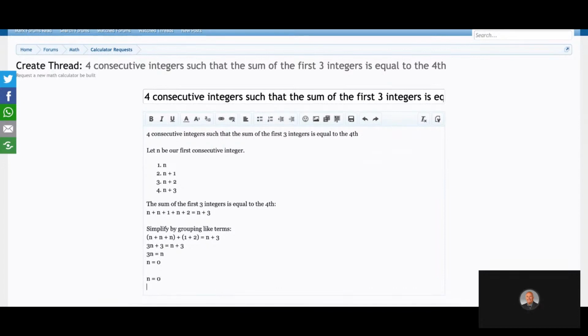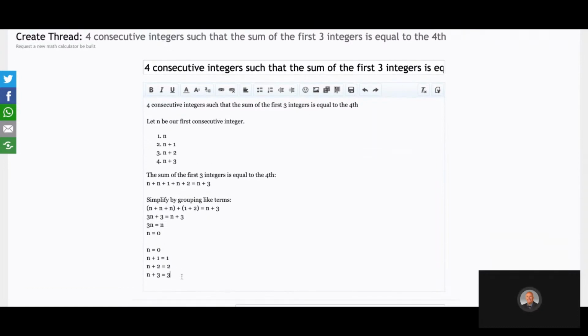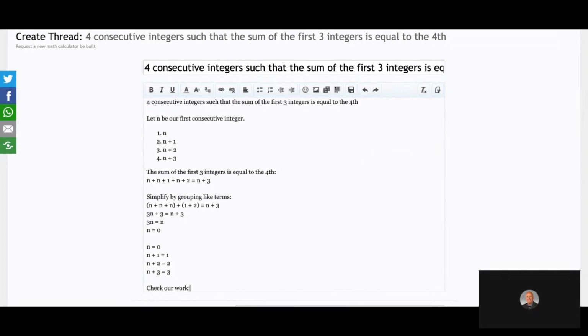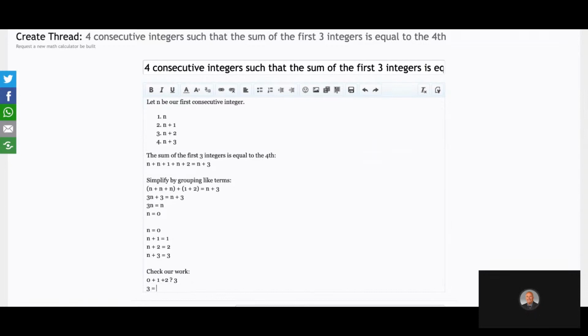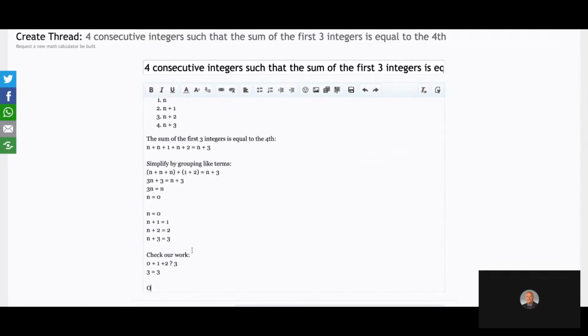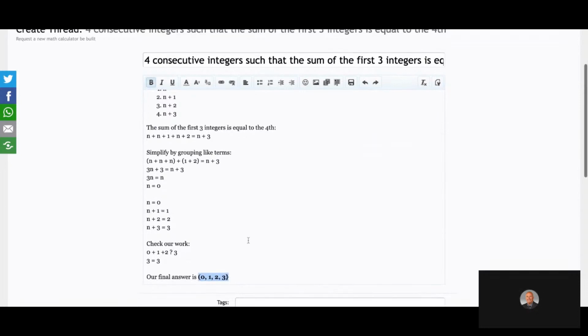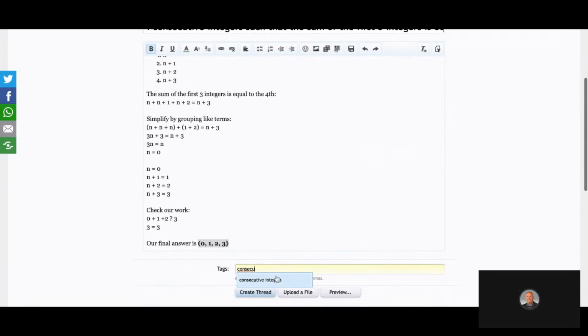then if n equals 0, n plus 1 equals 1, n plus 2 equals 2, and n plus 3 equals 3. Is it true that the sum of the first three equals the fourth? Well, check our work. 0 plus 1 plus 2, does it equal 3? 3 does, in fact, equal 3. So that's perfect. So here, our final answer is 0, 1, 2, 3. Perfect. So I'll put consecutive integers, and that one is done.